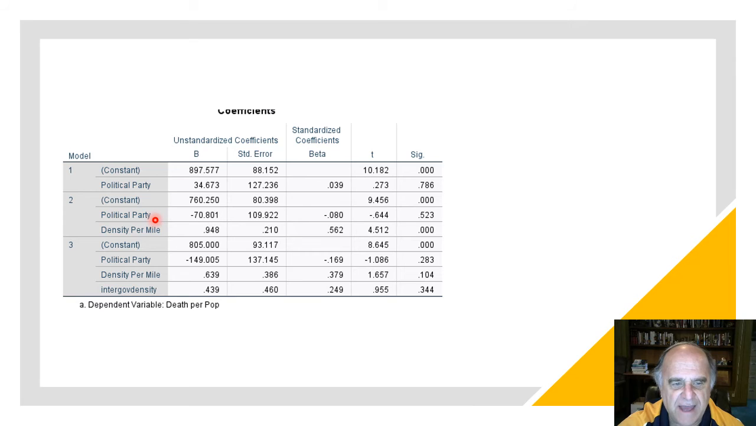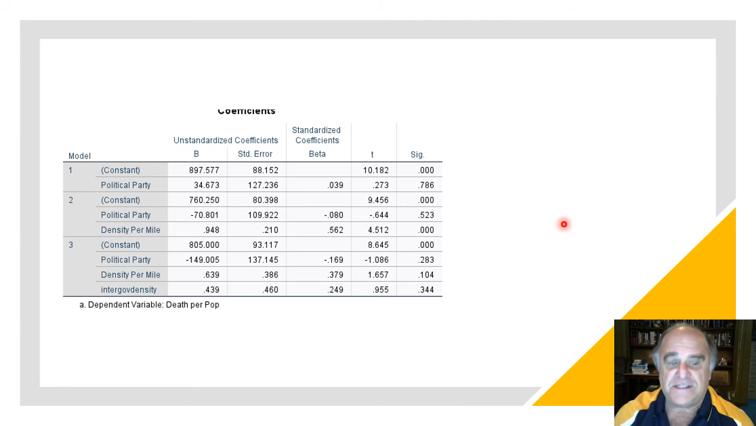We can see that political party is non-significant when we put both political party and density per mile in the model. So when we force both those in together, density per mile is significant. Now this is interesting because remember model 3 was significant, but when we force all three into the model, including the interaction, density per mile is no longer significant. That's because you're now controlling for this interaction.